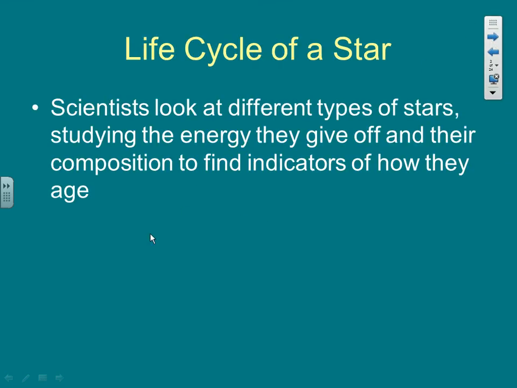Here we go. Scientists look at different types of stars, and they study the energy that they give off and the composition to find indicators of how they age. We talked about that before. Now, looking at stars, we can figure out what they're made out of, and one very important thing is the ratio of hydrogen to helium. We'll see why in just a second, because if there's more hydrogen than helium, or more helium than hydrogen, that tells us something about how old that star is.